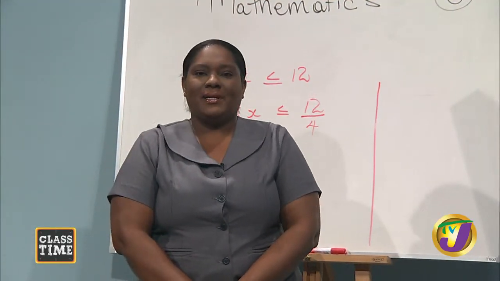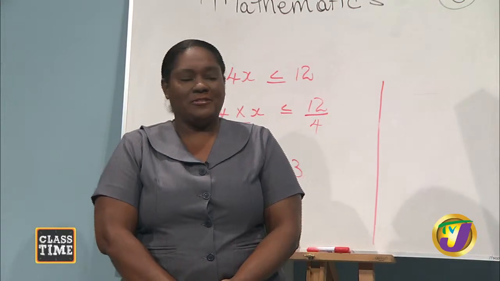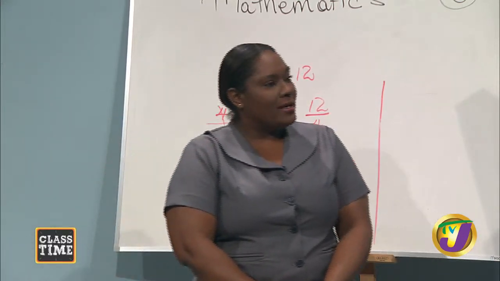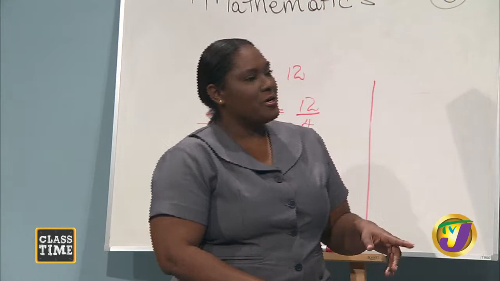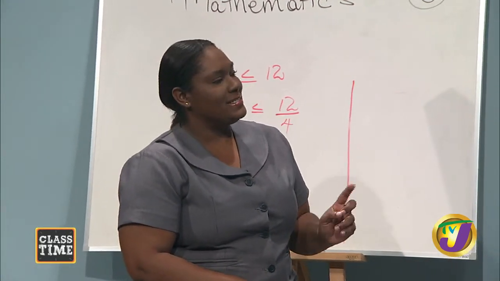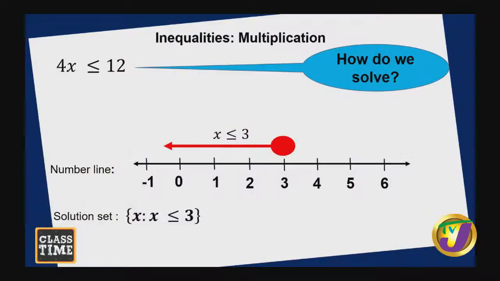Welcome back to class time. Let's pick up where we left off. Now, we were talking about the solution set for 4x is less than or equal to 12. Awesome. Right? And as read, x is such that x is less than or equal to 3.